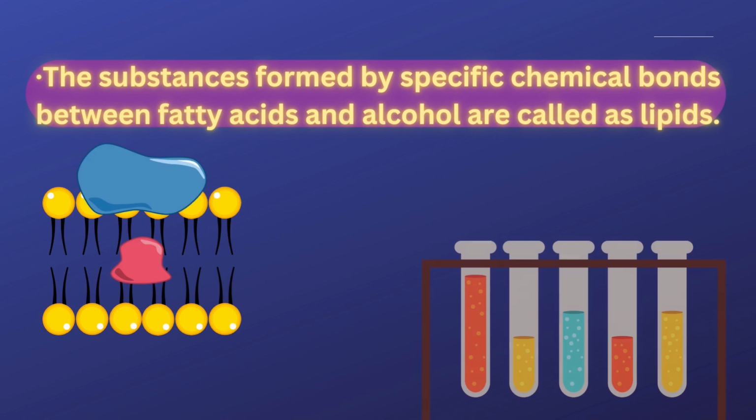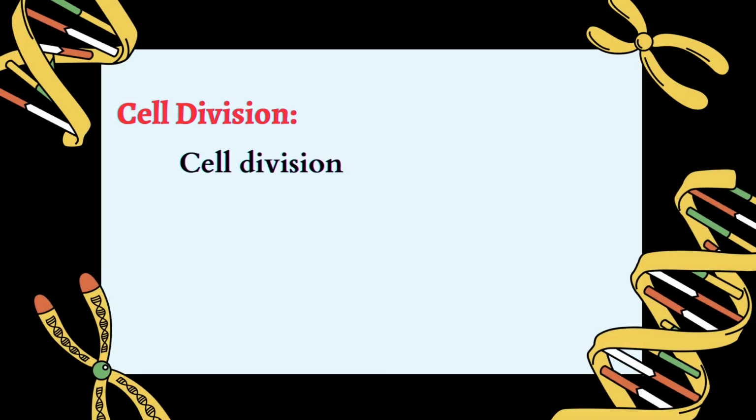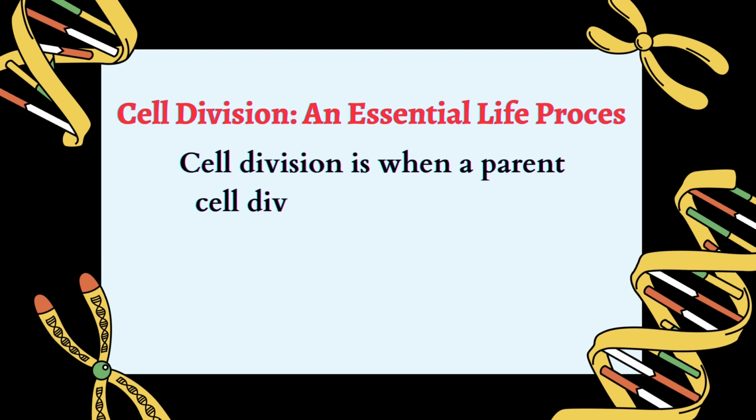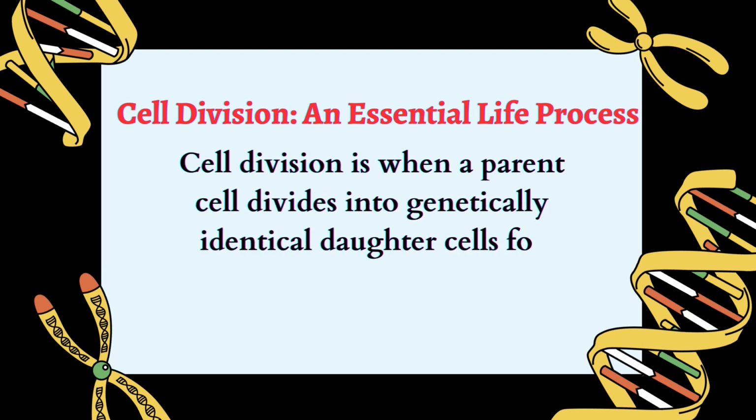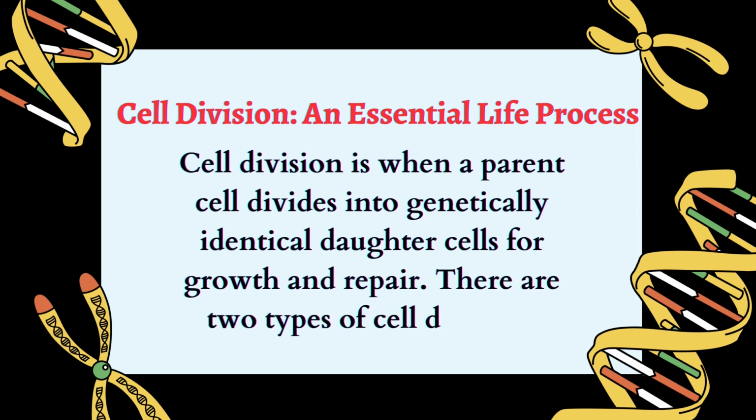The substance formed by specific chemical bonds between fatty acids and alcohol is called lipids. Let us now learn about cell division, which is an essential life process. So cell division is when a parent cell divides into genetically identical daughter cells for growth and repair. There are two types of cell division. First is mitosis and another one is meiosis.